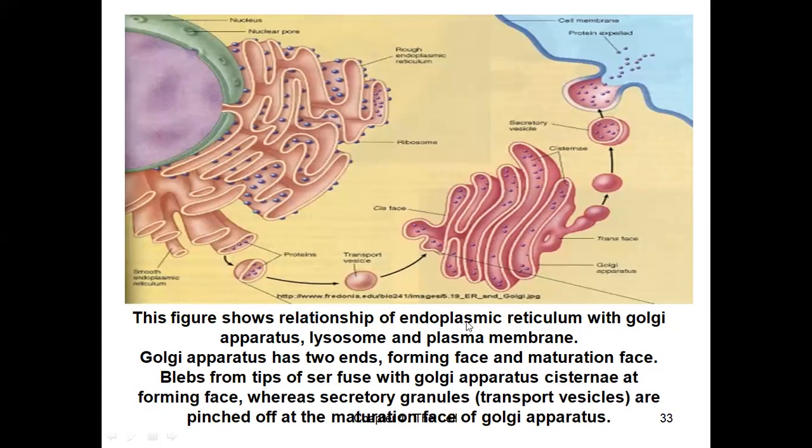This figure shows the relationship of endoplasmic reticulum with Golgi apparatus, lysosome, and plasma membrane. Golgi apparatus has two ends: the forming phase and the maturation phase, the cis phase and the trans. Blebs from the tips of the smooth endoplasmic reticulum fuse with the Golgi apparatus cisternae at the forming phase, whereas secretory granules are pinched off at the maturation phase of the Golgi bodies, and then they are transported to different parts of the body. You are going to give a detailed explanation of this. However, this diagram is very much relevant to the question that I have given you. Okay, now let us go back.